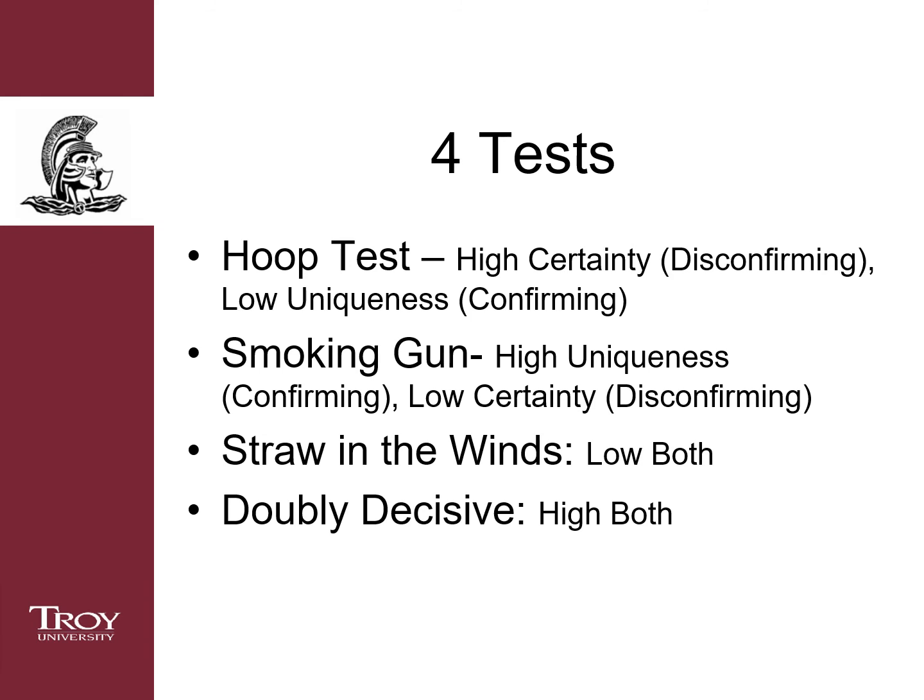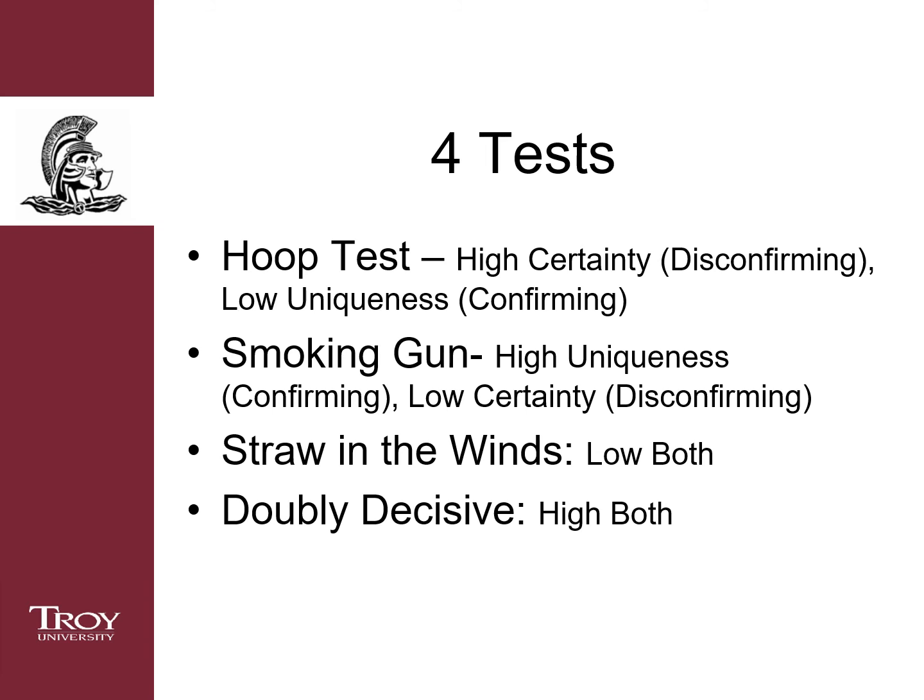It's just sufficient if you find them standing over them with a smoking gun that, yes, they are the ones that did it. They're the one that did it. And so that's the idea of the smoking gun test. And high uniqueness, that is confirming, but low certainty, meaning that if you don't find a smoking gun, it doesn't mean they didn't do it. It just means you haven't proved it.